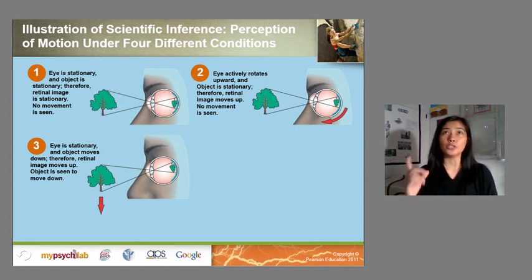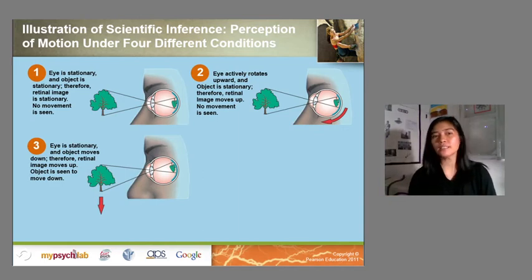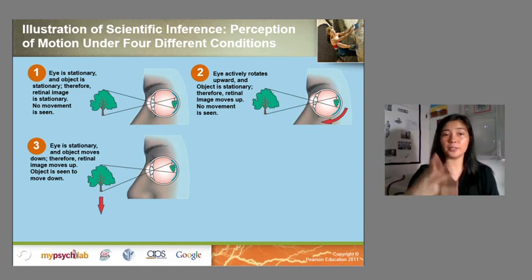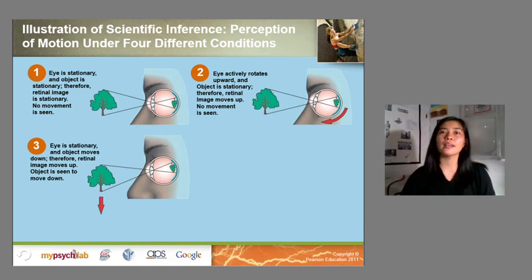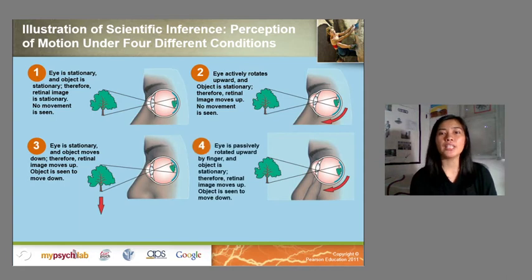Okay, let us try. I want you to try, okay? Alright. Okay, so there is movement. I tried with my handkerchief. Lastly, the eye is passively rotated upward by a finger and the object is stationary. Therefore, the retinal image moves up. The object is seen to move down. We will try.